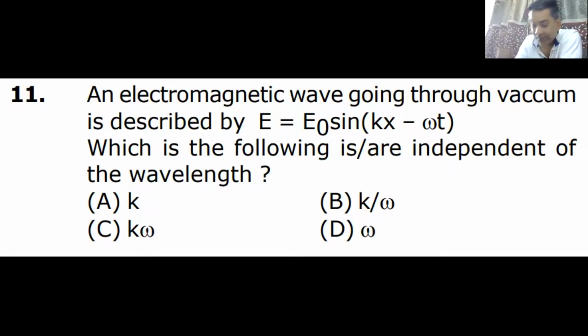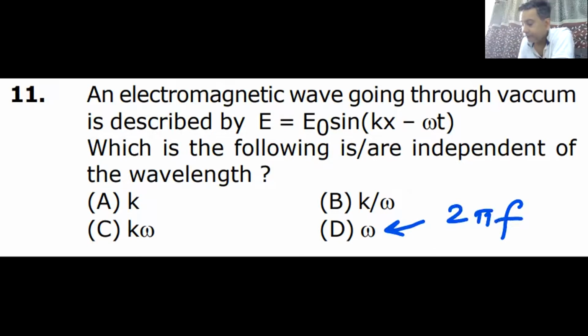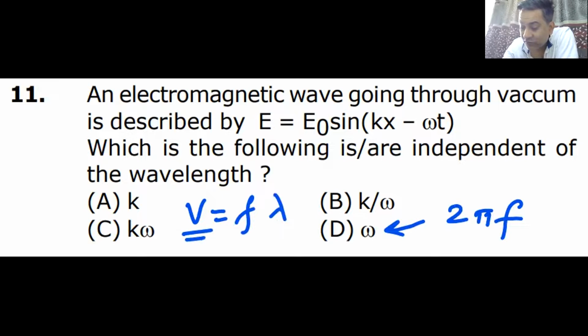This is what you see. Remember, there could be a confusion here that omega, which is 2 pi into F, is independent of frequency. But remember, V is equal to F lambda. The only thing that is constant is V. Speed of light is constant. This is an electromagnetic wave. This is not a transverse mechanical wave. This is not a longitudinal wave.